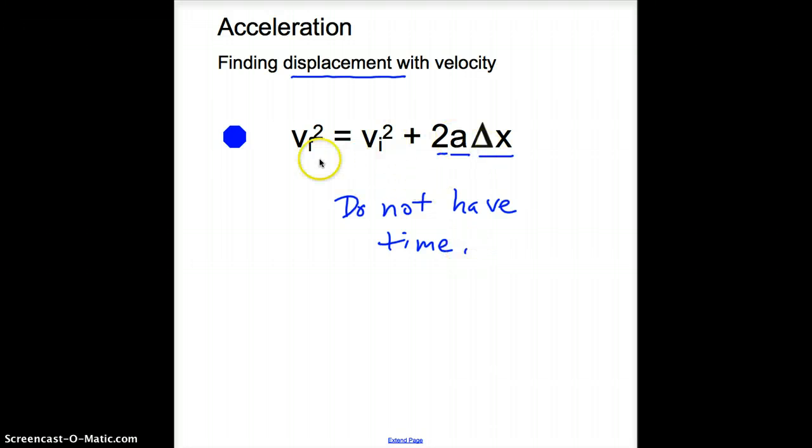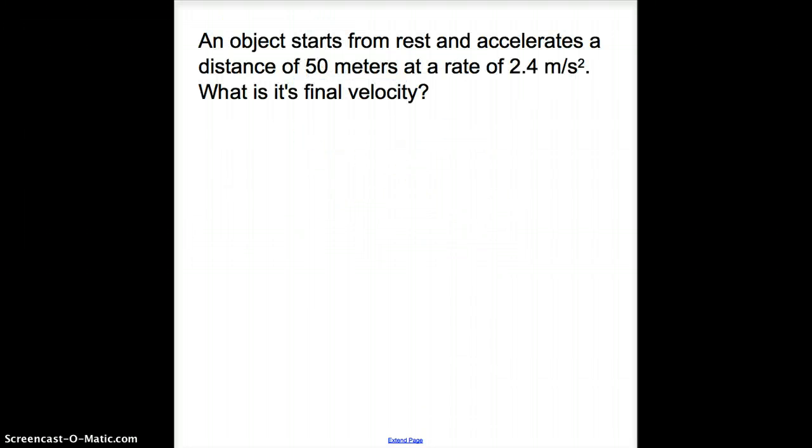Time is not included in the formula. So what does a problem like this look like? An object starts from rest and accelerates a distance of 50 meters. So I have a change in x of 50 meters, and it accelerates at a rate of 2.4 meters per second squared. So I have an acceleration of 2.4 meters per second squared. I know this is acceleration because it has the square on it.